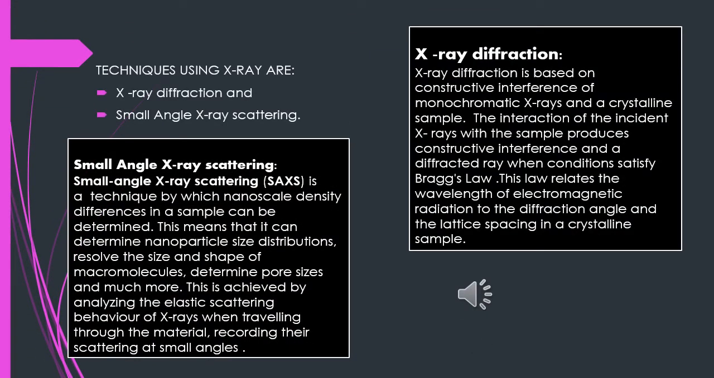Techniques using X-rays are X-ray diffraction and small angle X-ray scattering. X-ray diffraction is based on constructive interference of monochromatic X-rays and a crystalline sample. The interaction of the incident X-ray with the sample produces constructive interference and a diffracted ray when conditions satisfy Bragg's law. This law relates the wavelength of electromagnetic radiation to the diffraction angle and the lattice spacing in a crystalline sample. Small angle X-ray scattering is a technique by which nanoscale density differences in a sample can be determined.